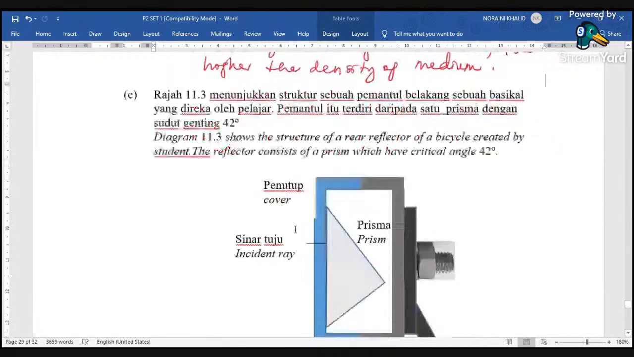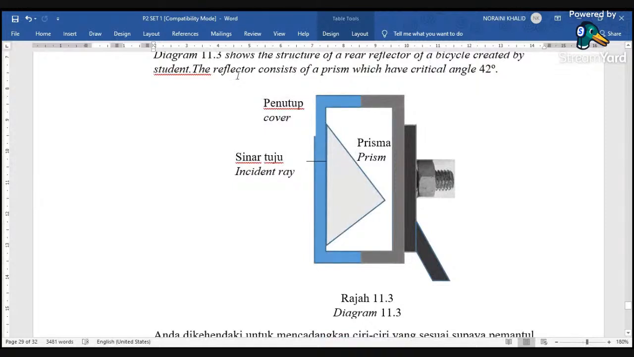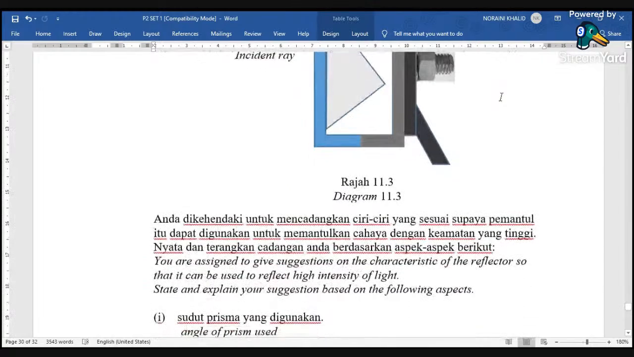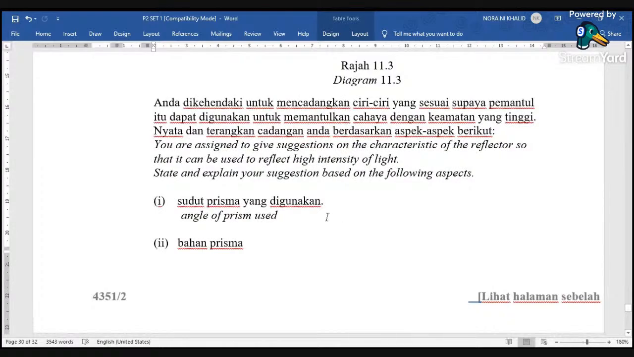Okay, part C. 11.3 shows the structure of a rear reflector on a bicycle created by a student. The reflector consists of a prism with incident angle 42 degrees. You are assigned to give suggestions on the characteristics of the reflector so that it can be used to reflect high intensity of light. State and explain your suggestion based on the following aspects.